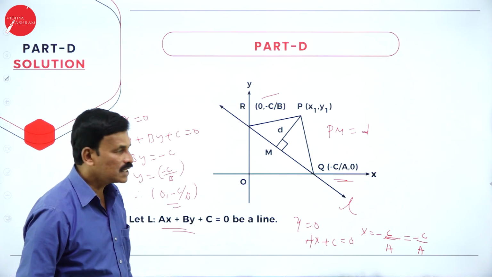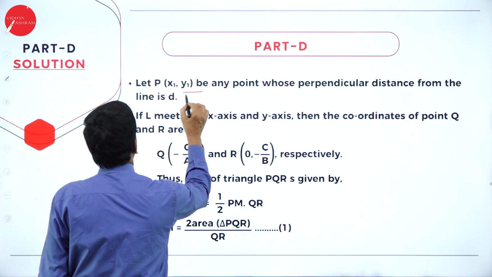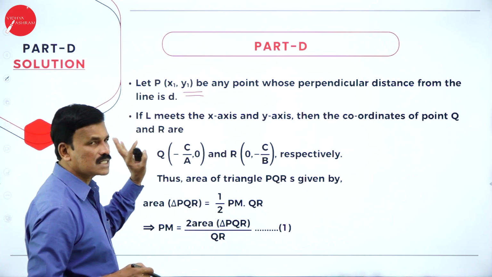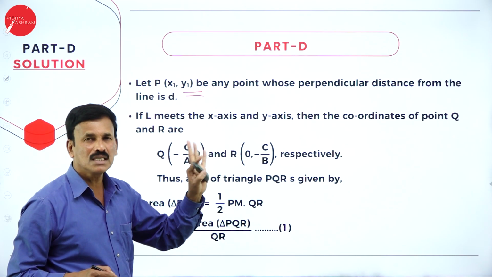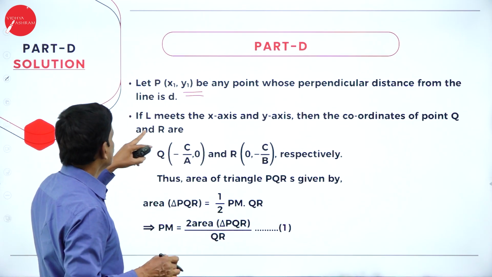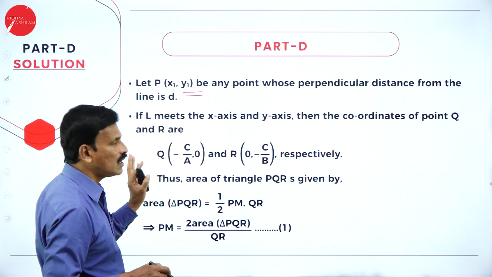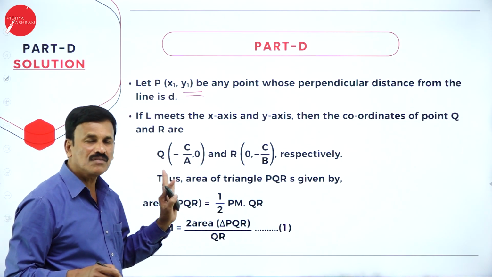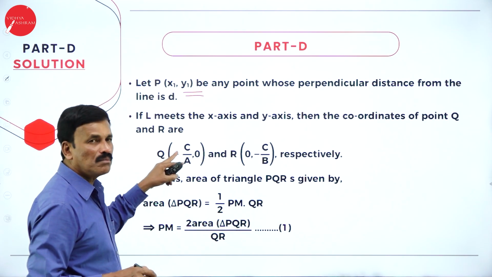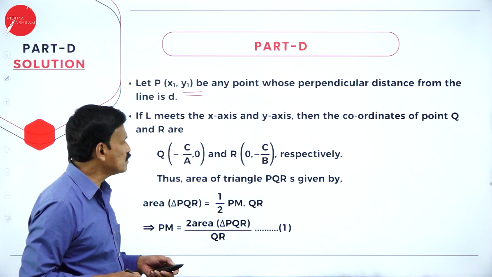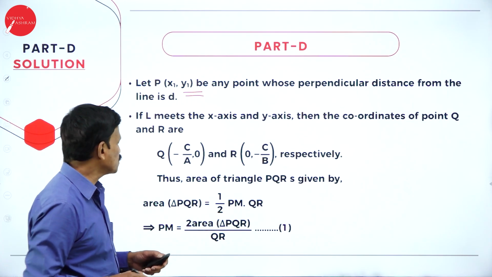Now let me explain in detail. Let P(x1, y1) be any point whose perpendicular distance from the line L is d. Let the line meet the x-axis and y-axis at Q and R. Therefore, the coordinates of Q and R are: Q is minus c by a, 0 and R is 0, minus c by b respectively.